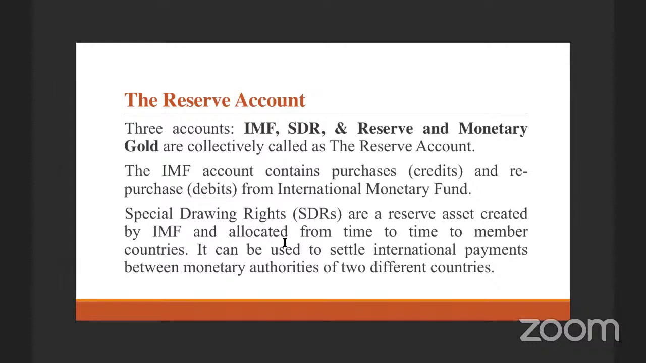And you withdraw some amount from them. You withdraw some amount from special drawing rights from such funds. So the IMF account contains purchase and repurchase from the International Monetary Fund. The special drawing rights are reserve assets created by the IMF and allocated from time to time to the member countries. I pooled up and I have the flexibility of withdrawing.